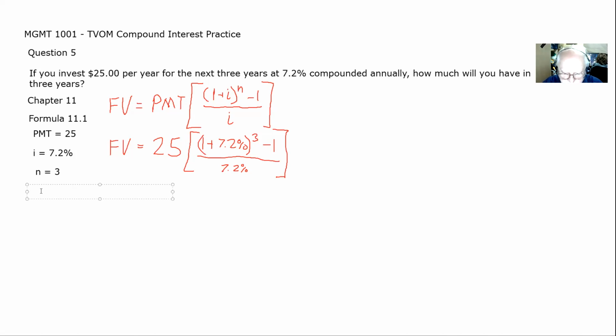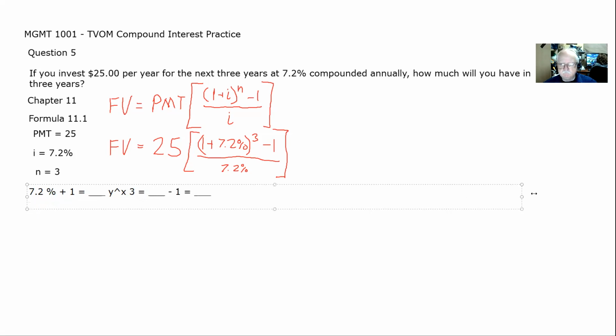I'm going to start with the 7.2. I'm going to hit the percent key. Plus 1 equals, see what that is. Then I'm going to go y to the power of x, and x is 3 in this case. See what that equals. And then I'm going to take away 1. See what that equals.